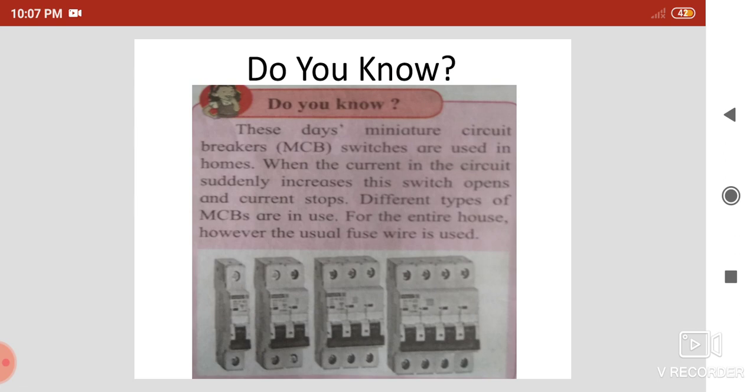So in the figure, different types of miniature circuit breakers are given. You can see that they have different types of switches. Once the excess current comes, the switch trips, and it is for the safety of the appliances at home.